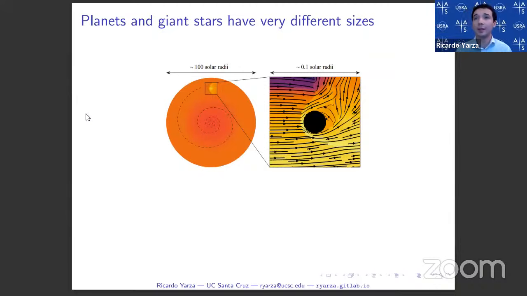I will now motivate the method that we use to study planetary engulfment in the work that I'm presenting. The main challenge of modeling planetary engulfment that we're trying to address is that planets and giant stars are very different in size. When the stars become giant, they can be as large as about 100 solar radii, whereas the size of a planet is about 0.1 solar radii, like a Jupiter-sized planet.